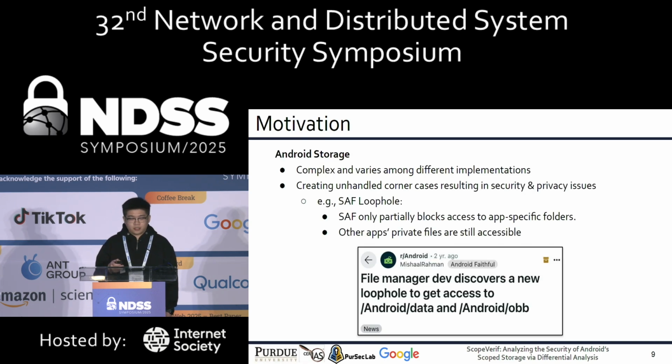However, Android storage is really complex, and its implementation varies among different implementations. So sometimes, inevitably, it creates unhandled corner cases which may result in security and privacy issues. One well-known issue is what we call the SAF loophole. It's a loophole that allows attackers to partially bypass scoped storage and leads to unauthorized access to files stored in other apps' private folders. While this might seem like a very minor, specific issue, the underlying root cause is actually much bigger.